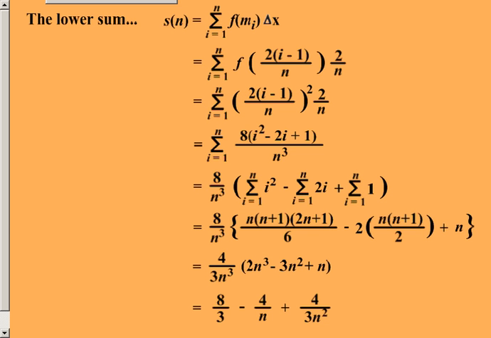Okay. Distributing and simplifying a little further, you have 8 thirds minus 4 over n plus 4 over 3n squared. This is the lower sum of the area calculation with that function using those boundaries. This is the smallest area that space could possibly be.